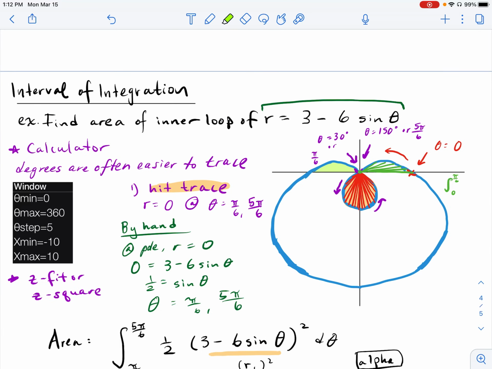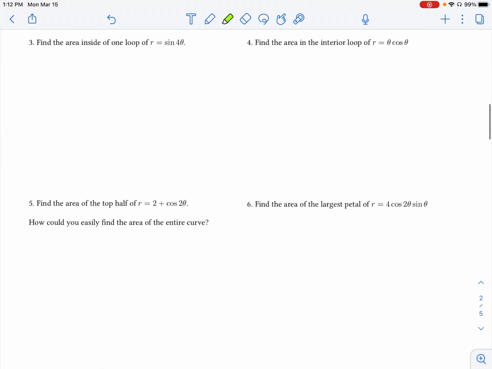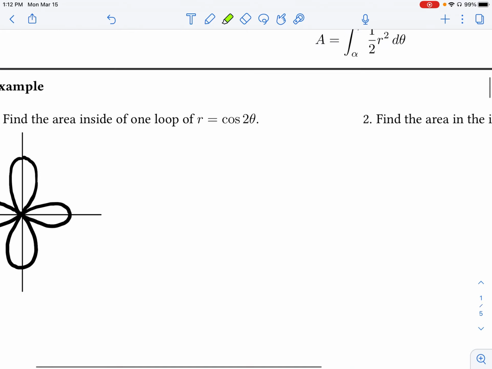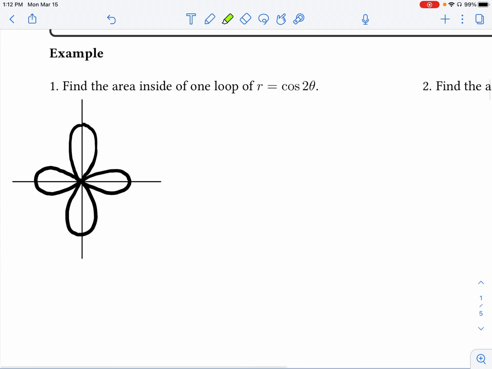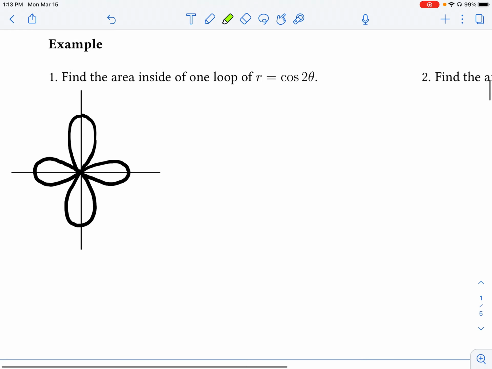Okay? So let's go ahead and try one more example. It's one of the examples from the notes here. So let's find the area inside the loop of this function here, cosine 2 theta. Now, I went ahead and I've already sketched the graph for you, but I encourage you to pause right now first and sketch this for yourself. You may want to switch back into degrees. You don't have to, but you may want to. And if you sketch that out, you should get a rose petal curve that looks like this.